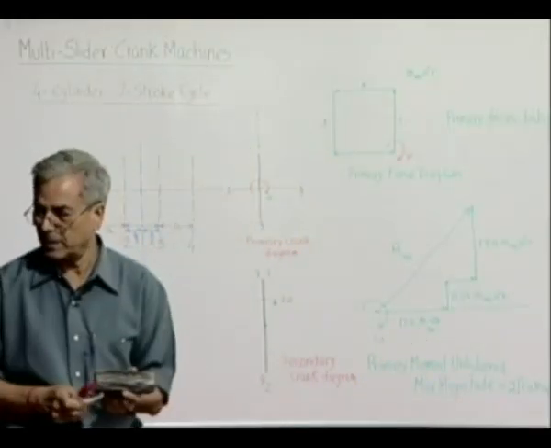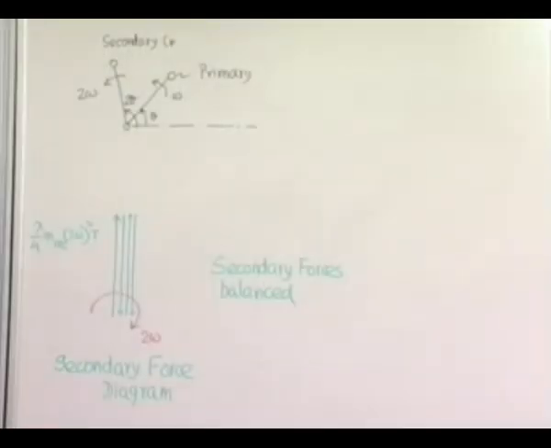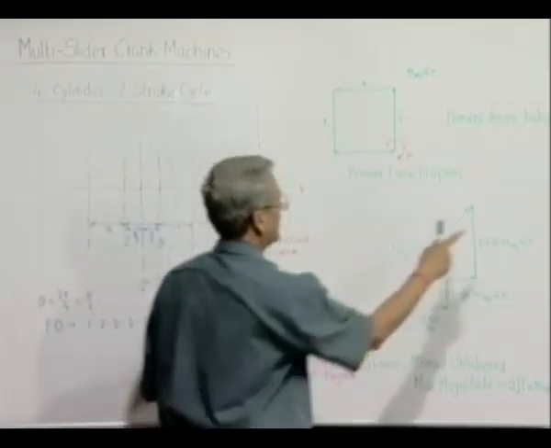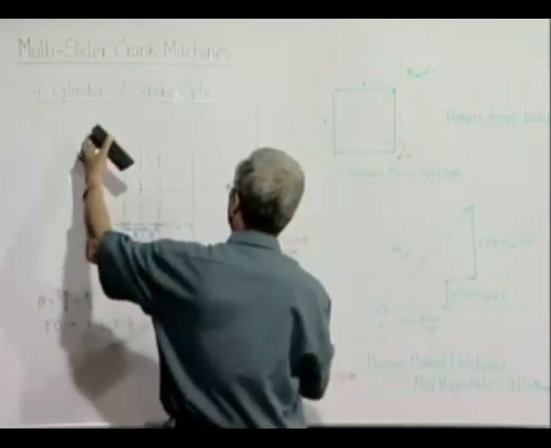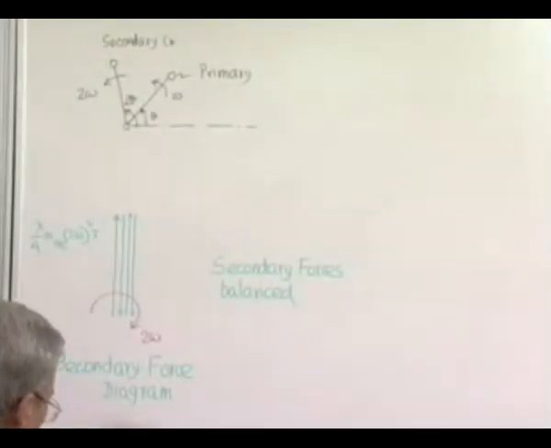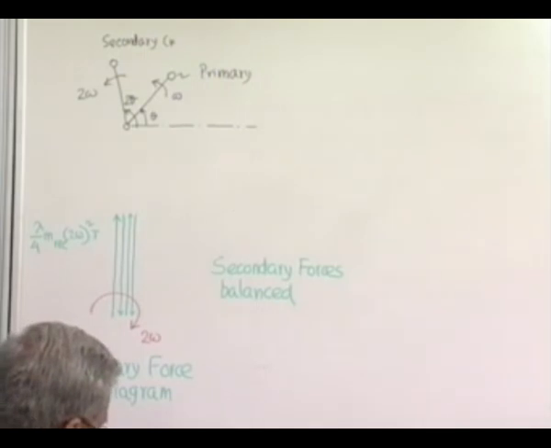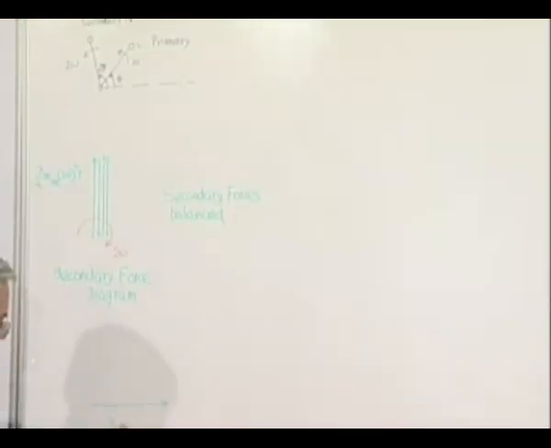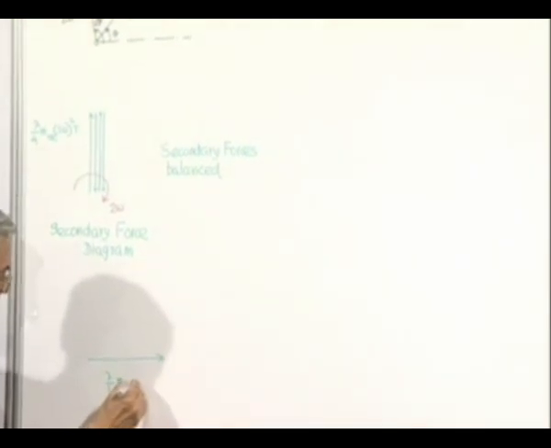Now, let us consider the secondary moment again in the same way. The force which is produced in this direction will produce a moment in the right hand direction like this, and that magnitude will be lambda by 4 m reciprocating 2 omega square r into 1.5 a.